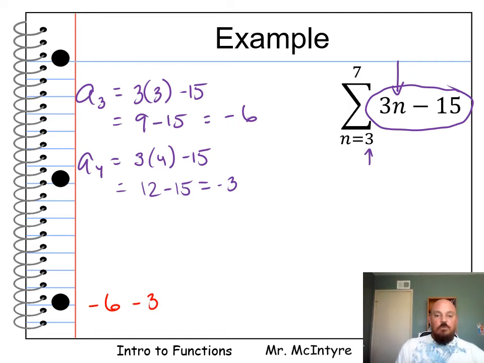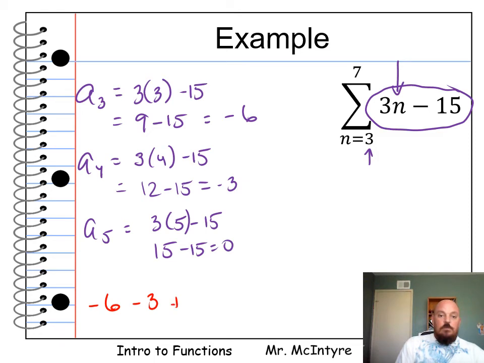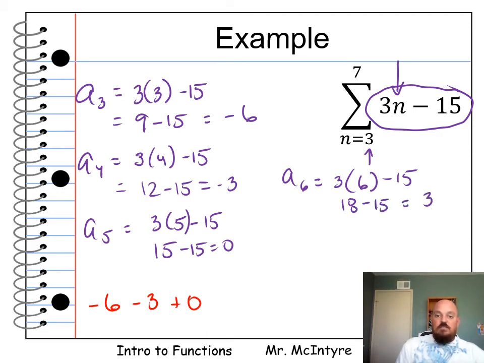All right, we did 3 and then 4. Let's do 5 next. 3 times 5 minus 15. 3 times 5 is 15, and 15 minus 15 is 0. So I'm going to have plus 0 for that term. The next one is a6. We plugged in 3, then 4, then 5. Let's plug in 6. That would be 3 times 6 minus 15. 3 times 6 is 18, and 18 minus 15 is 3. Now since that was a positive 3, I'm going to put plus 3.